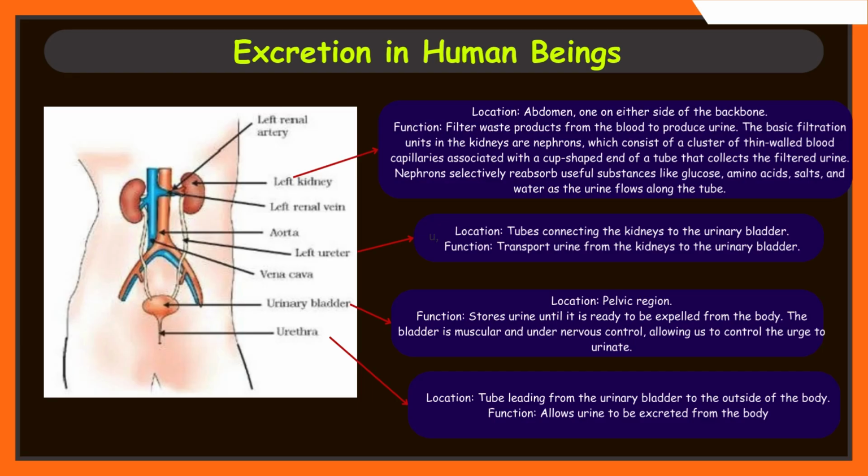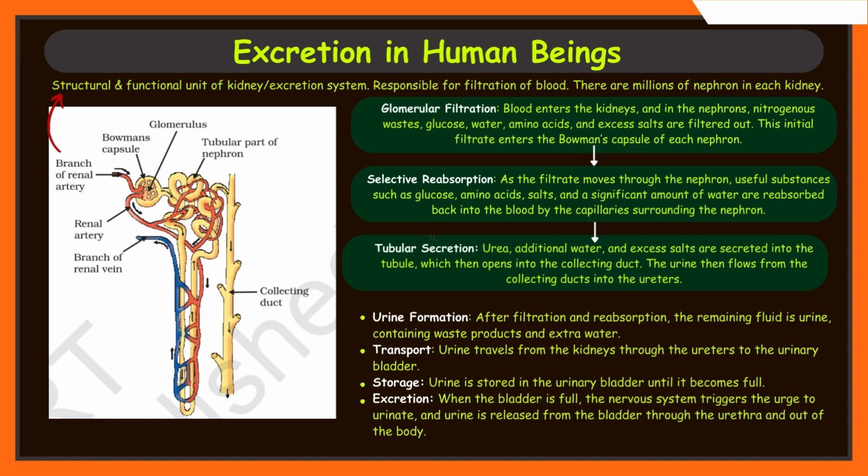The filtered fluid then passes through a long tubule where selective reabsorption occurs. Valuable nutrients and most water are reabsorbed into blood capillaries while excess salts and urea remain in the tubule to form urine. The formed urine travels from kidneys through muscular tubes called ureters to the urinary bladder, where it is stored temporarily. When the bladder becomes full, urine is expelled through the urethra in a process called micturition.